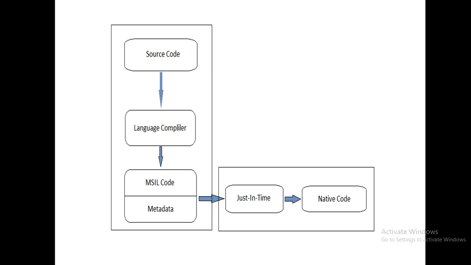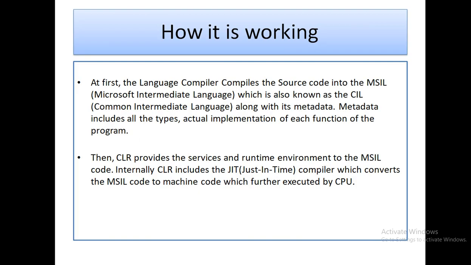First the language compiler takes your source code and makes another code called Microsoft Intermediate Language with the metadata, where the metadata has all the information about your programs and your program types. And there is a different code called Microsoft Intermediate Language. Then the CLR comes into the picture, takes your MSIL with your metadata, and provides you your runtime environment.